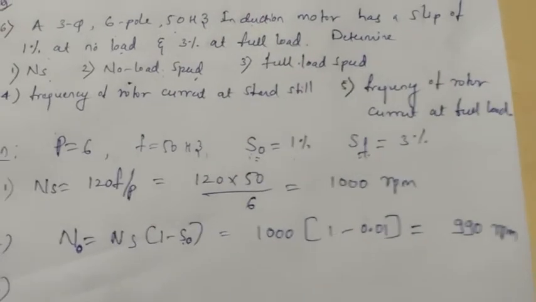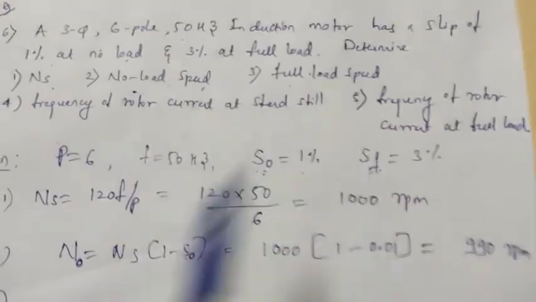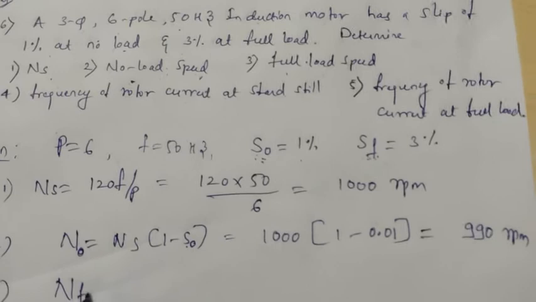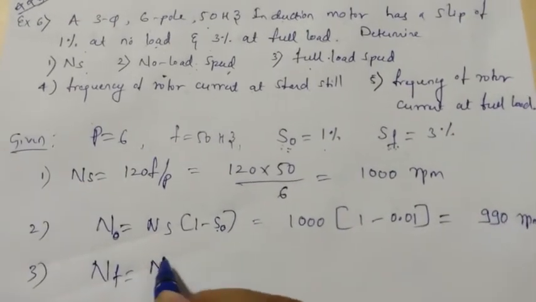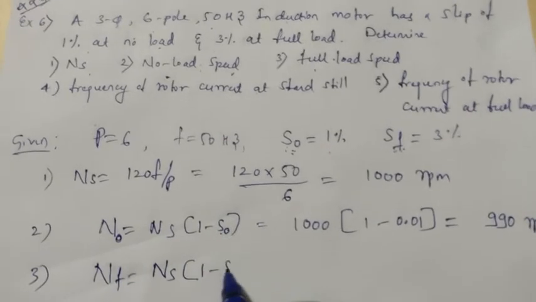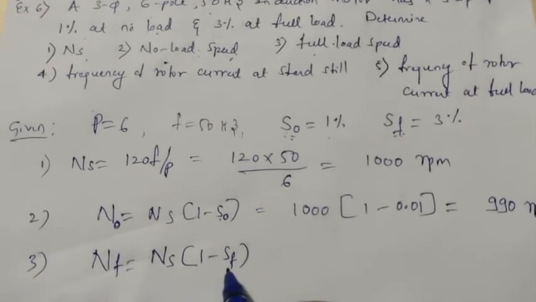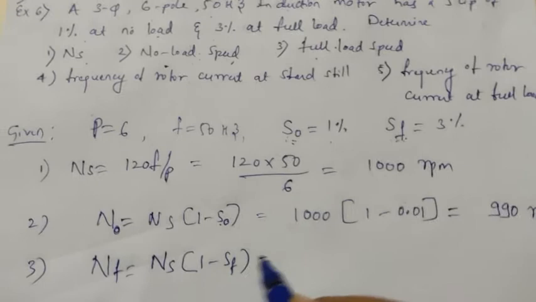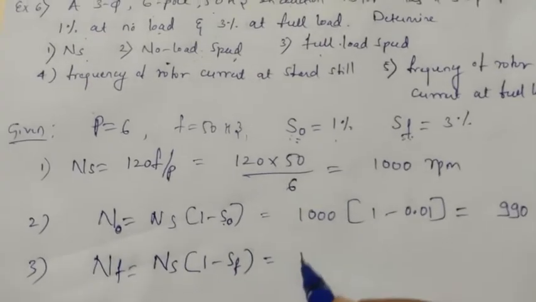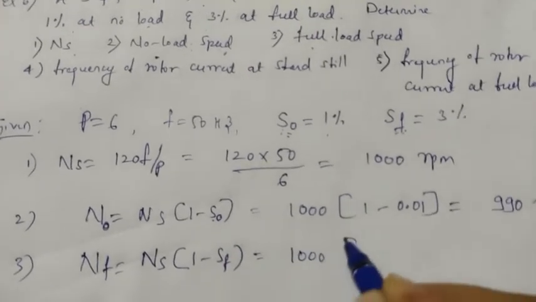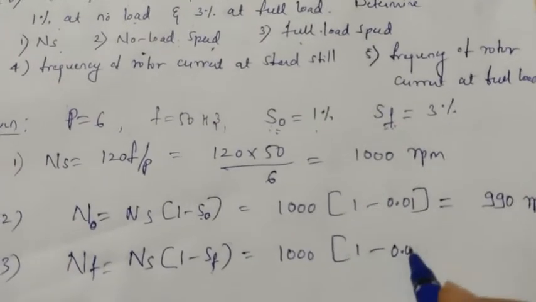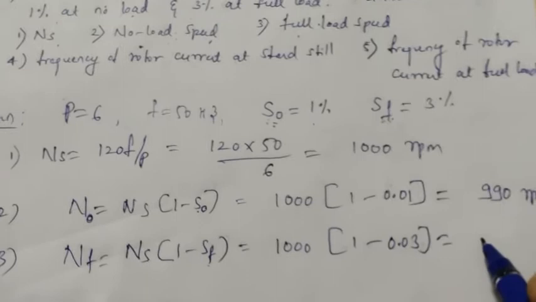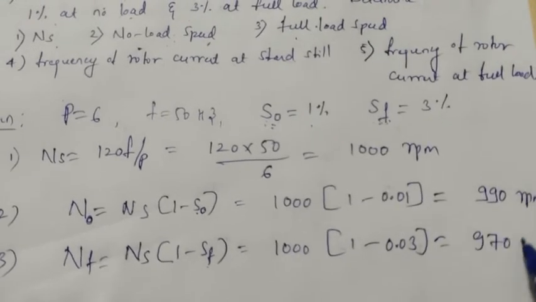And the next bit is full load speed, the speed at full load condition. When the load is full load, then you have to calculate the speed. Same equation, but here I write the slip at full load, because it is the full load speed. So Ns is 1000, 1 minus SF, 3%, that is 0.03. So you will get 970 RPM.